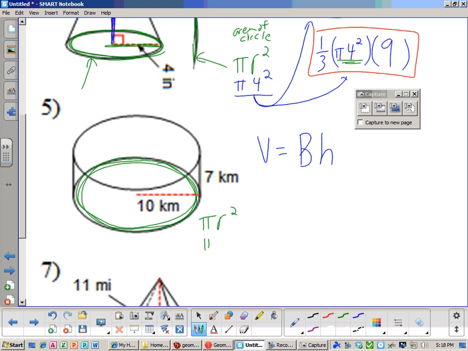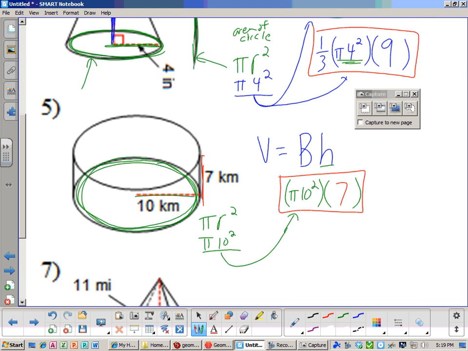Pi, and it looks like we got a radius of 10, so I'm going to say 10 squared. I don't know what that is off the top of my head, so I'm just going to leave it there. I'm just going to bring it and put it in where big B goes. So I'm going to grab it, put it right here. And my big B is pi 10 squared. And my height is, that's easy. My height is 7. Yep, easy. And there's our answer. Very nice. Easy problem. Look at that.